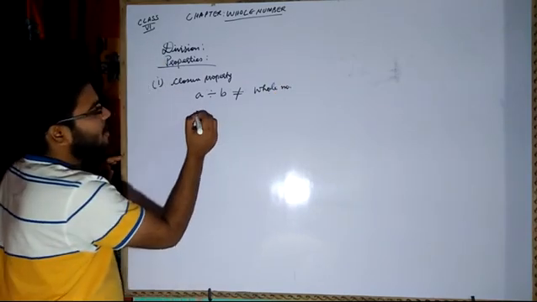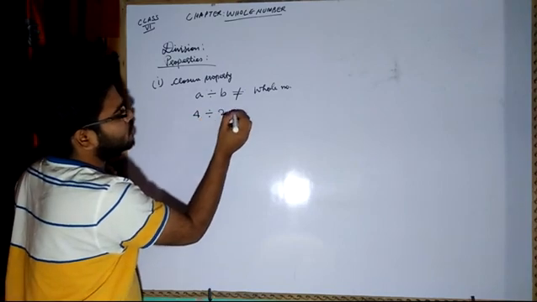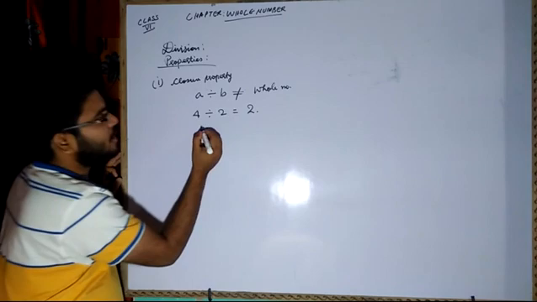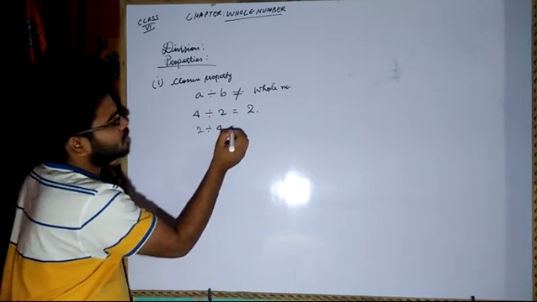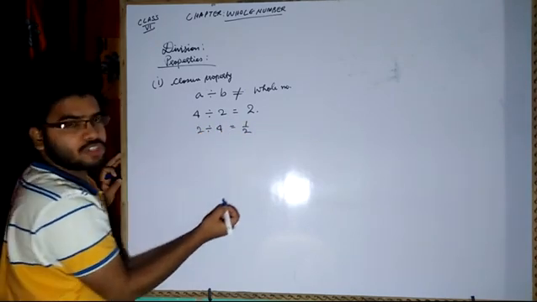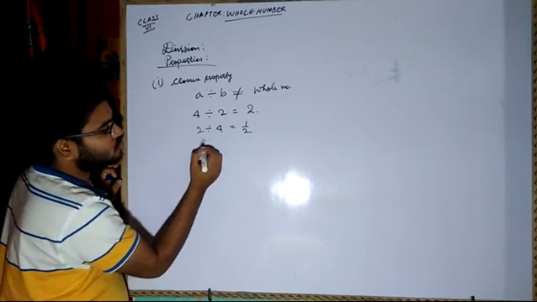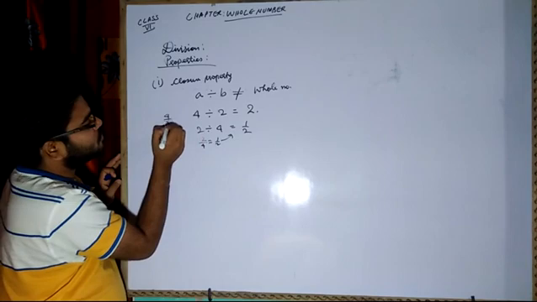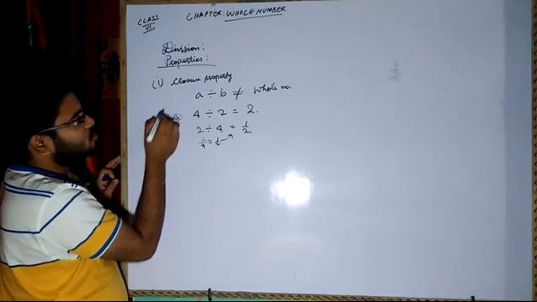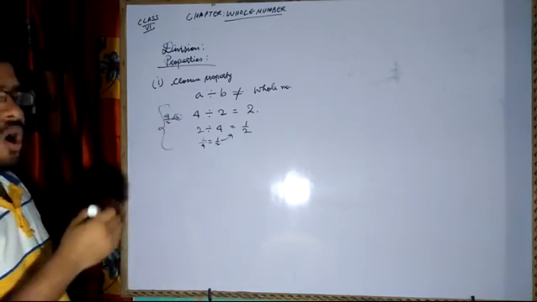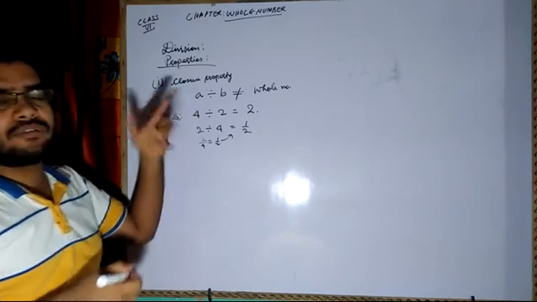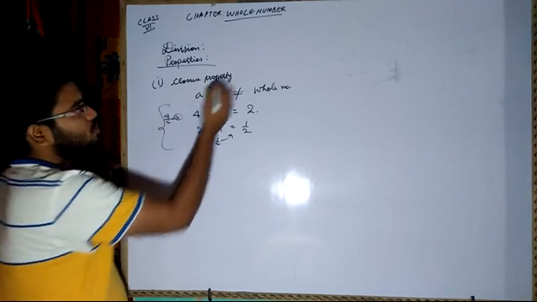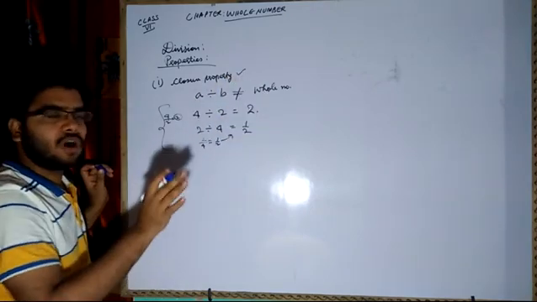Now let's see, if I have 4 divided by 2, the result is 2, correct? Now if I divide 2 by 4, the result will be 1 by 2. Yes or no? 2 divided by 4 means 2 by 4, that is equal to 1 by 2. 4 divided by 2 gives a whole number. So what did you understand? That in all the cases, closure property of division is not valid. It does not hold.